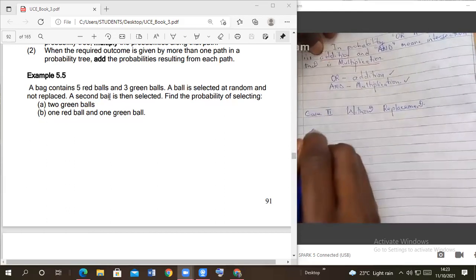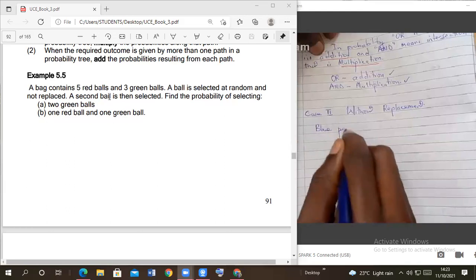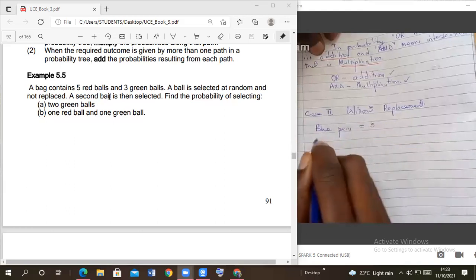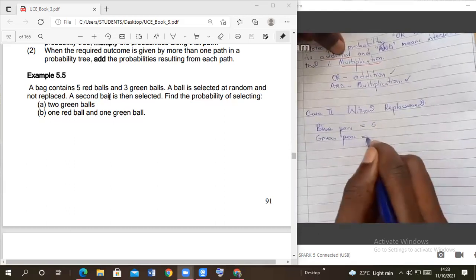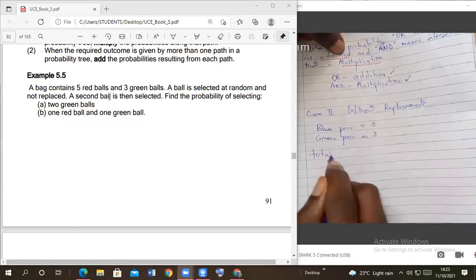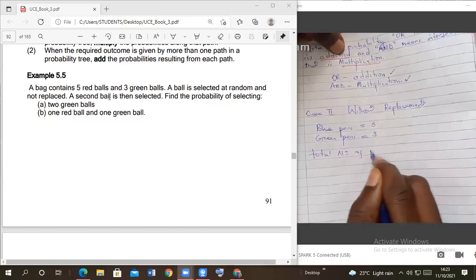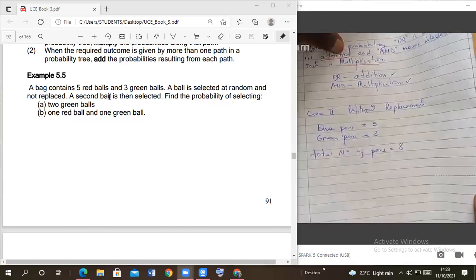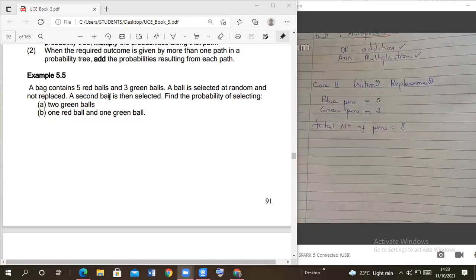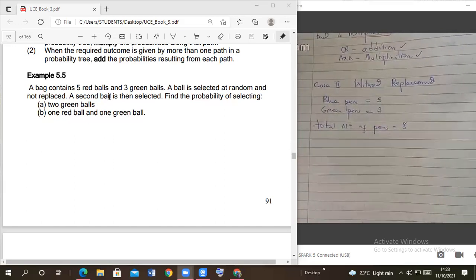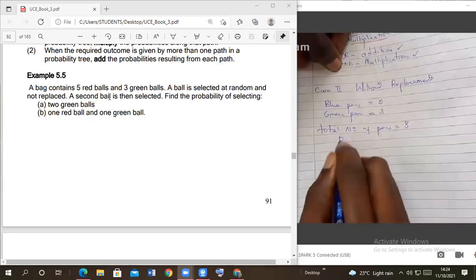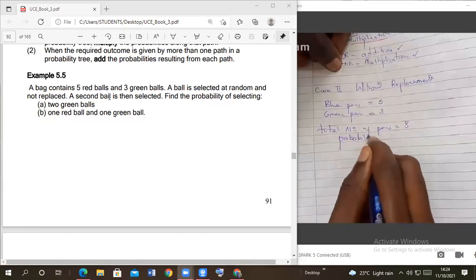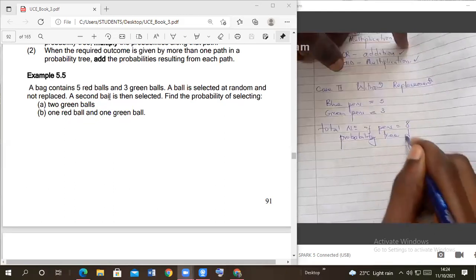So our blue pens still remain 5. Then our green pens still remain 3. So the total number of pens in the bag will still remain 8. This time we are using the same example, but a different concept. The first one was with replacement. Now we are looking at without replacement. So let's look at the probability tree diagram for that.